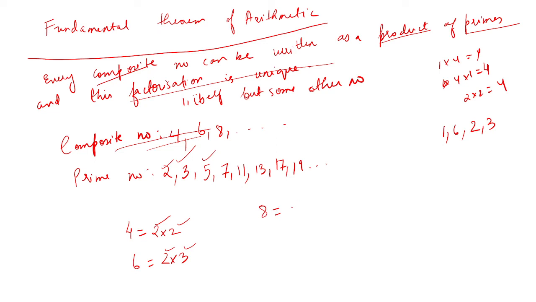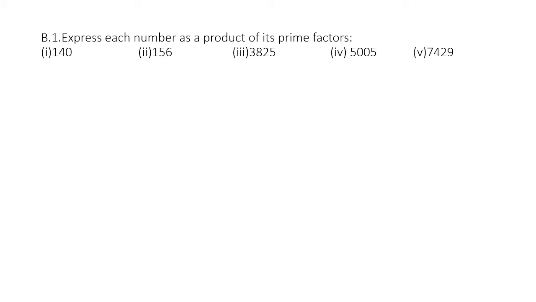Same thing goes for 8. 8 can be written as a product of prime numbers: 2 into 2 is 4, 4 into 2 is 8, and 2 is a prime number. Same thing goes for 9. 9 can be written as 3 into 3, where 3 is a prime number again. So these are just some examples of what this theorem means, that every composite number can be written as a product of primes. Quickly we'll move on to this question, which tells us to express each number as a product of its prime factors.